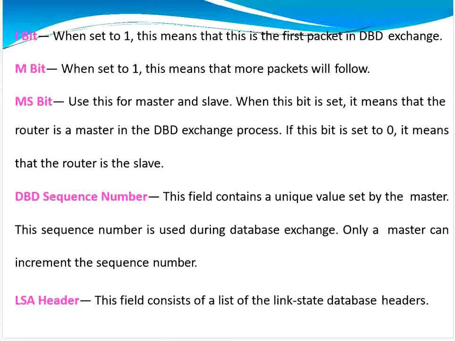Next, in the DBD format we are using the DBD sequence number. This generally contains a unique value which is set by the master. This sequence number is used during the database exchange, and only a master can increment the sequence number. And the last field we have to see in this DBD packet format is the LSA header. This field consists of the list of link state database headers. So this is the second packet related to the OSPF protocol, the database description message.